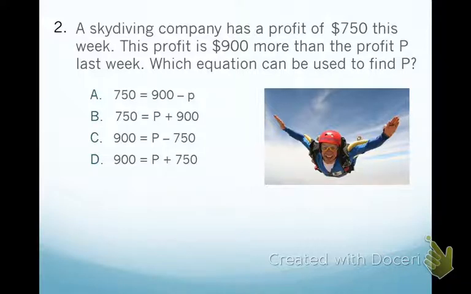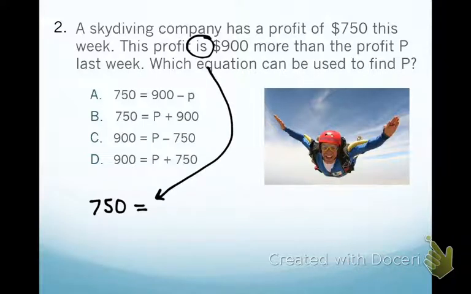Starting off, how much profit did they have, class? $750. All right, so we're going to start out with $750 equals. Here's why we know it's an equals: it says the profit is. Remember how I talked to you earlier about math words? Is means equals. So as we're reading through the problem, that helps us know that should be equals. The profit is $900 more than the profit P last week.